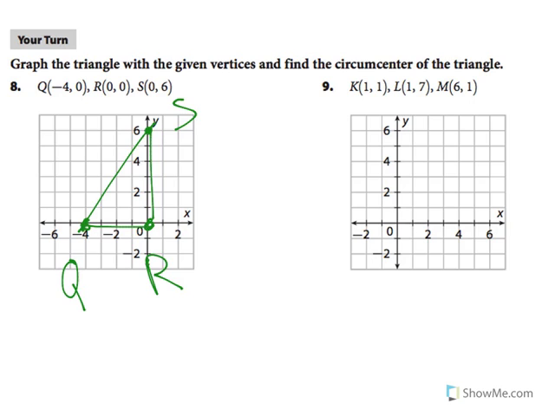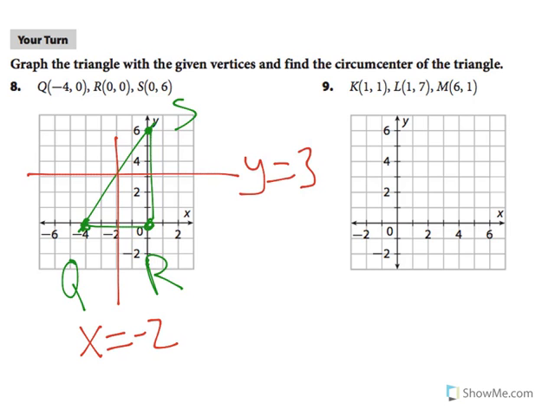So now we form a triangle. So we're looking for the perpendicular bisector. So halfway between Q and R is at -2. So passing through the x-axis, so x equal to -2, and halfway between R and S is 3, so this is y equal to 3, right? So then our point of concurrency, or the circumcenter, is -2 and 3, right?